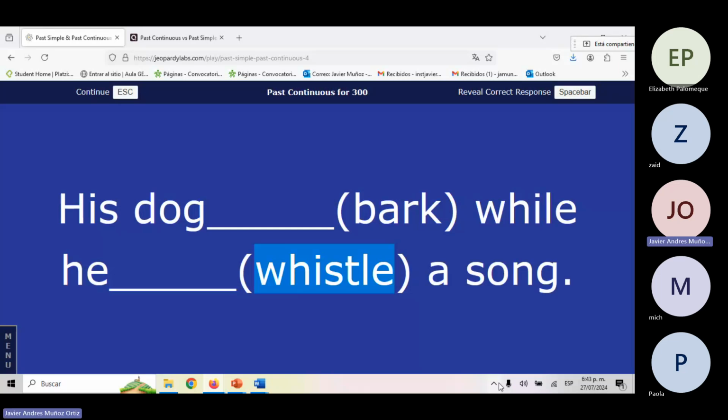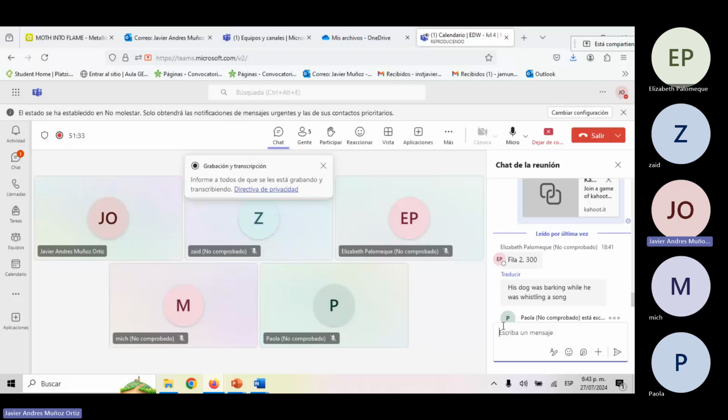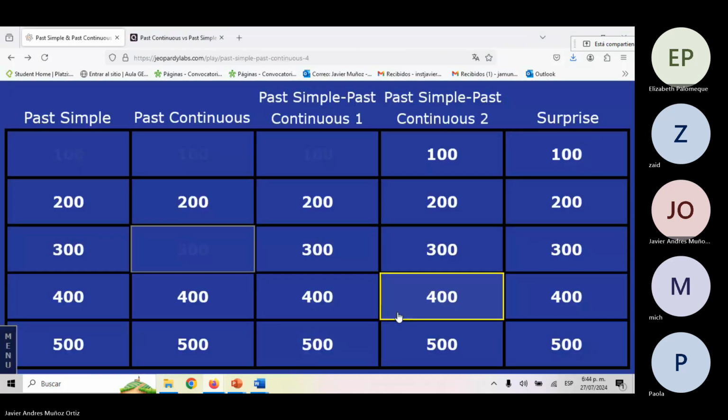Okay, his dog was barking while he was whistling a song. And the answer is yes. His dog was barking while he was whistling a song. Perfect. Excellent job, Elizabeth. Let's go with Michelle Bachelet. And get ready, Paola.